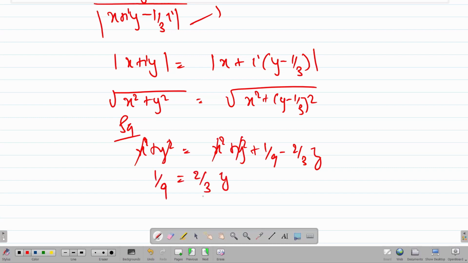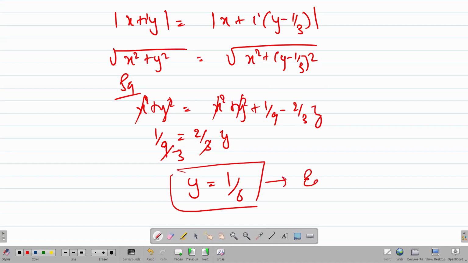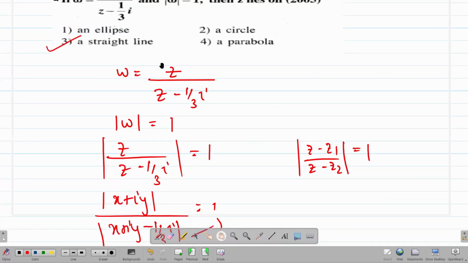what I get is that my answer is y is equal to 1 by 6, which is what? A straight line, the equation of a line parallel to the x-axis. So this is the proper equation of the line, but since we just have to check whether this is an ellipse, circle, straight line or parabola, we can directly take option 3.